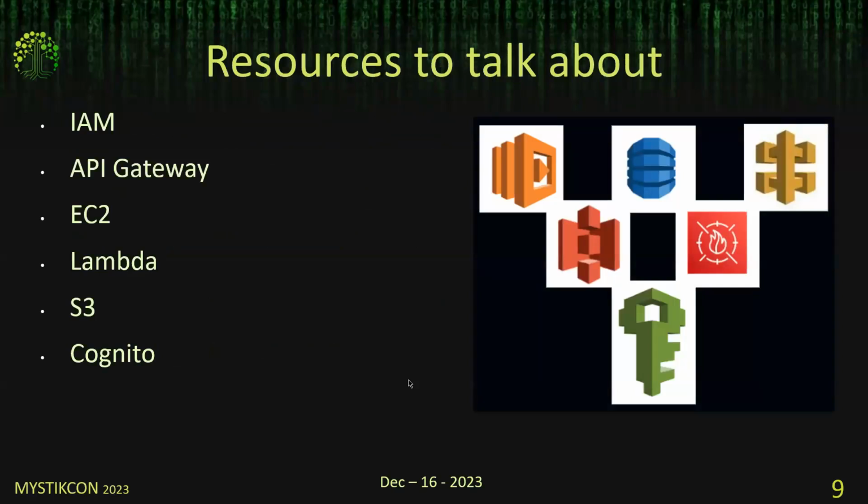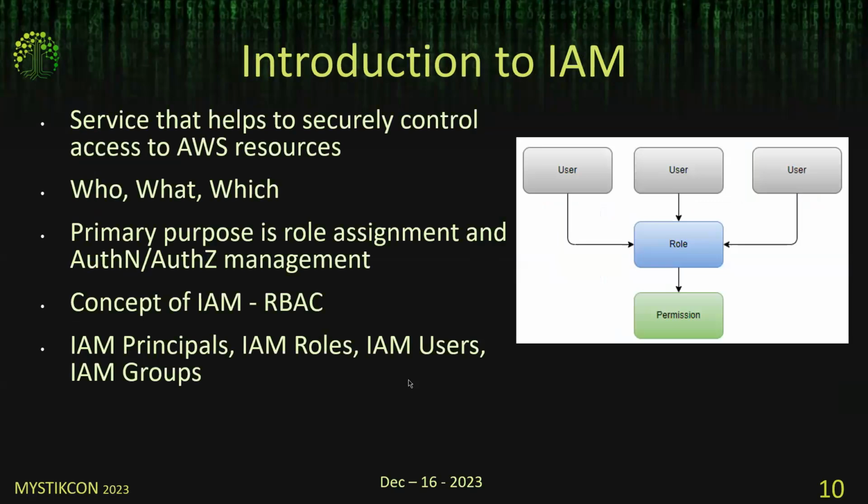Okay, I just want to talk about some of the resources that are most used in today's world: IAM, API Gateway, EC2, Lambda, S3, and Cognito. We'll discuss them in a bit more detail. Starting with an introduction to IAM. IAM is a web service that helps to securely control your access to AWS resources. It can also be used to centrally manage permissions that control which AWS resources your users can access.